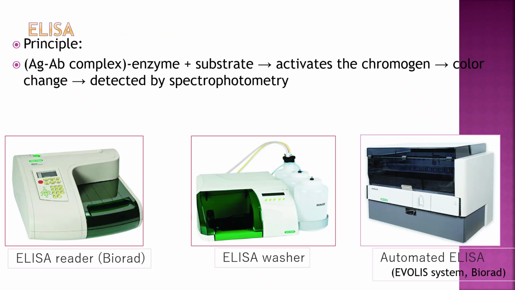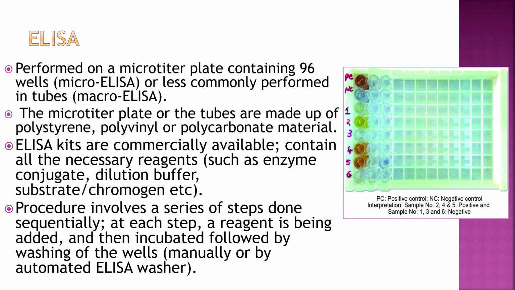ELISA principle: antigen antibody complex, enzyme, then substrate is added which activates the chromogen and there is a color change detected by spectrophotometry. And here you can see an ELISA reader, ELISA washer and automated ELISA machine by BioRad.